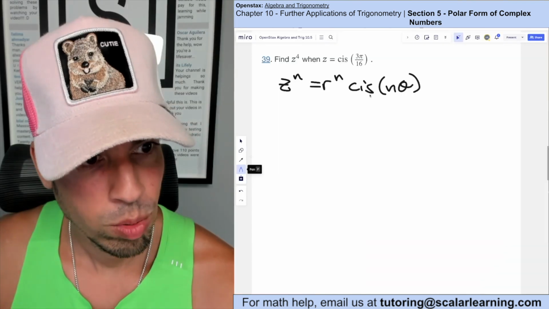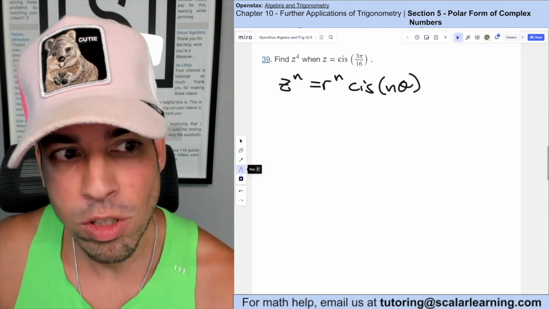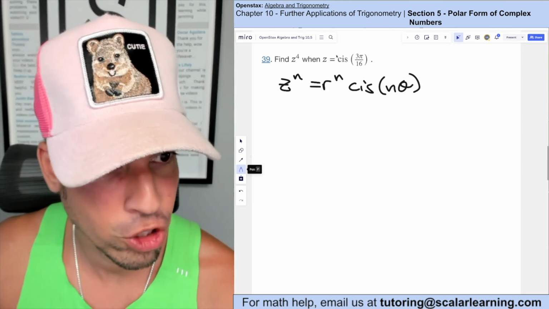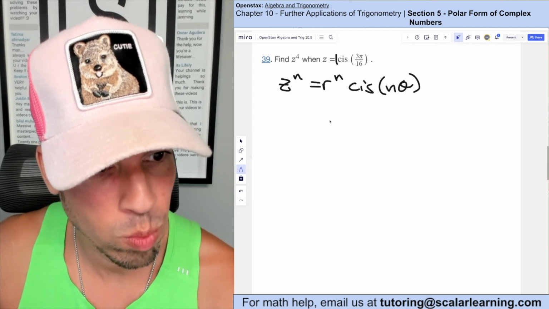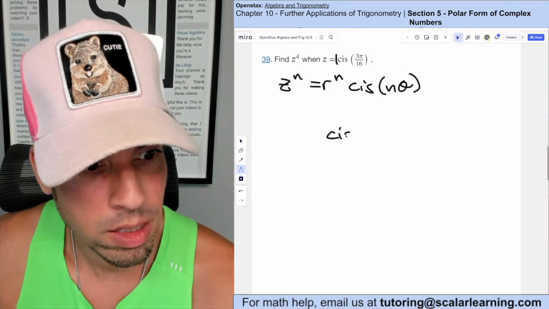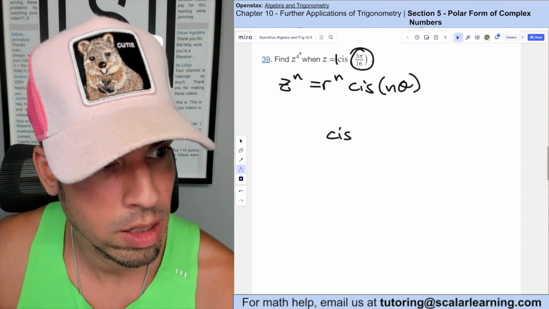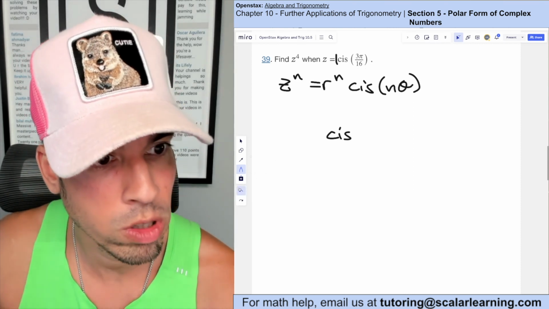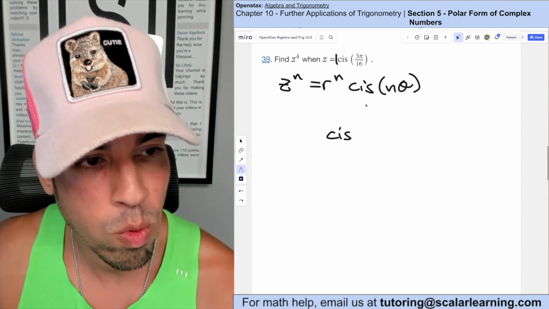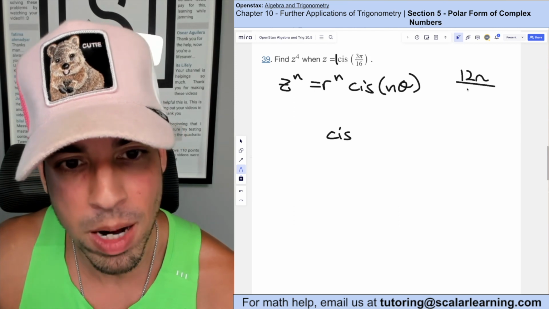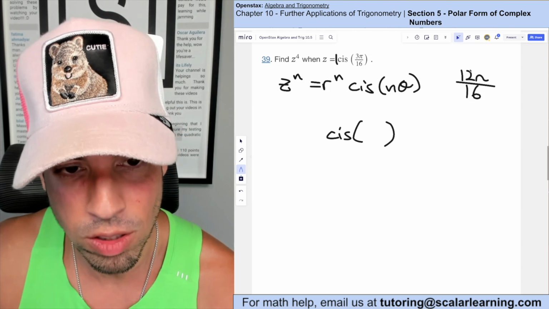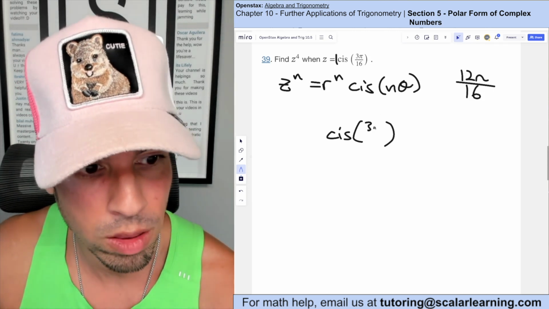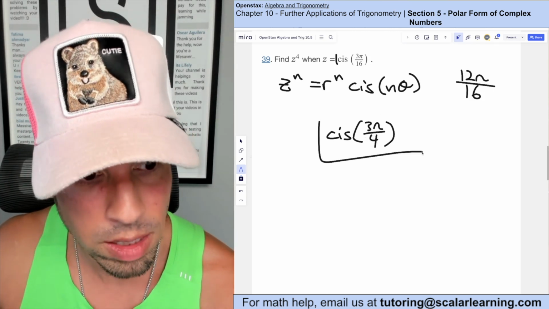Done. So for this one, let's plug and chug into the formula. Now you notice there's no explicit coefficient here, but that means it's just a 1. So we take 1 to the 4th power, that's just 1, so I don't even need to write it. And then we got CIS, and then we got the original theta times that power. So 4 times 3 pi is 12 pi, so we'd have a theta of 12 pi over 16. I'm writing it here because I want to simplify it before I put it in the final answer. Divide top and bottom by 4, we got 3 pi fourths. That's how you do it.